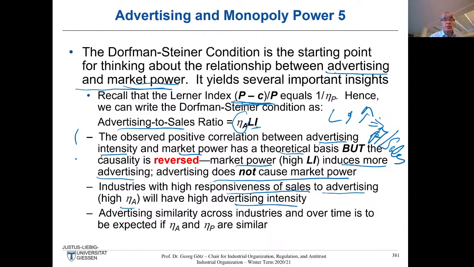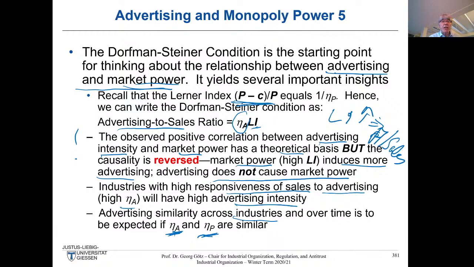And what we can also say in terms of a cross-sectional analysis is that if you look at different industries, and these different industries have different advertising elasticities and different demand elasticities, you will be able to observe different advertising to sales ratios. This is probably due to differences in either the advertising elasticity or the demand elasticity. Okay, that's what we have.